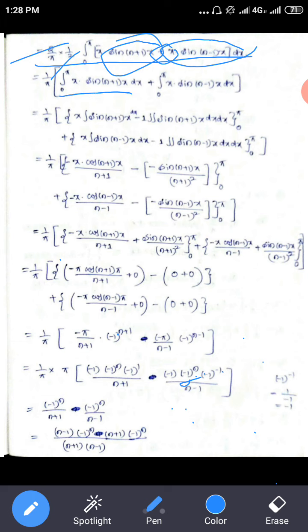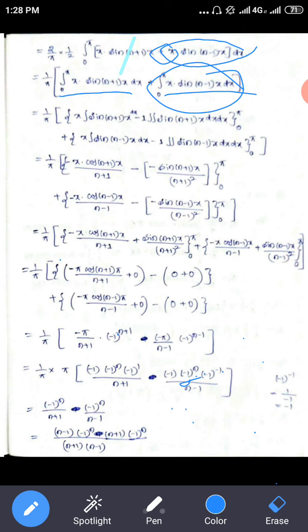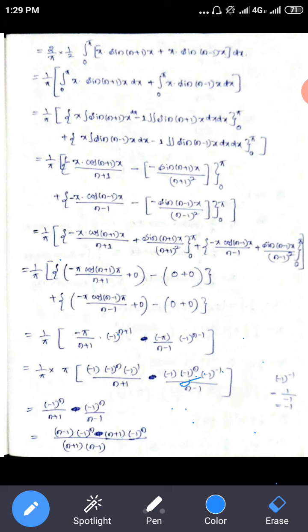So you expand this also, you expand this also. So 1 by pi, apply the Bernoulli's rule for this as well as for this. So therefore what we will do is that x into integration of sin of n plus 1 into x dx, minus differentiation of x is 1.